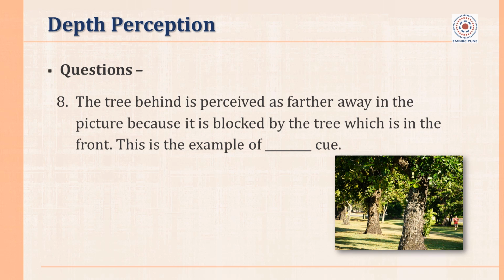Question 8. The tree behind is perceived as farther away in the picture because it is blocked by the tree which is in the front. This is an example of dash cue. Answer of question 8 is overlap.